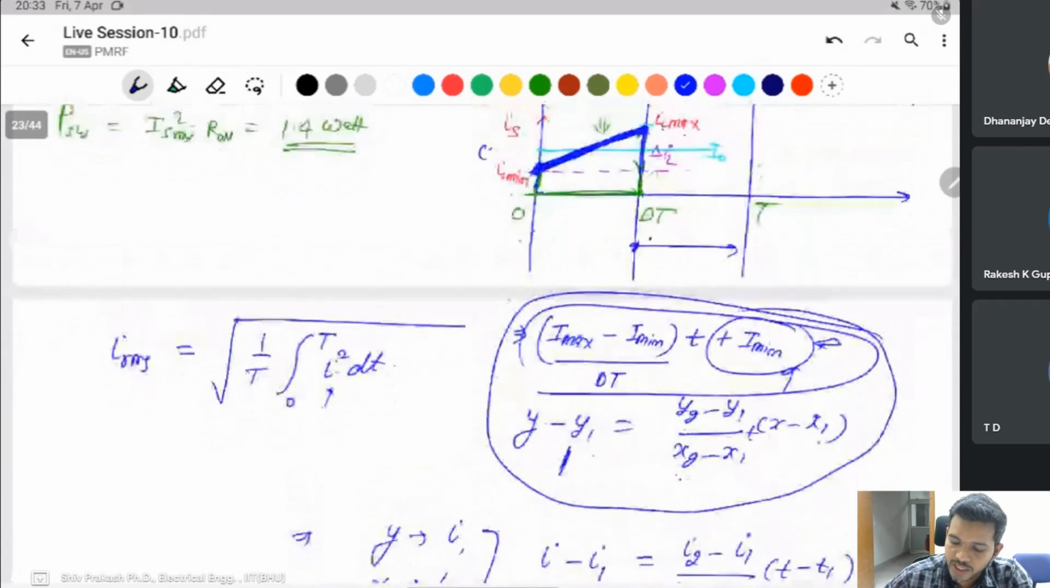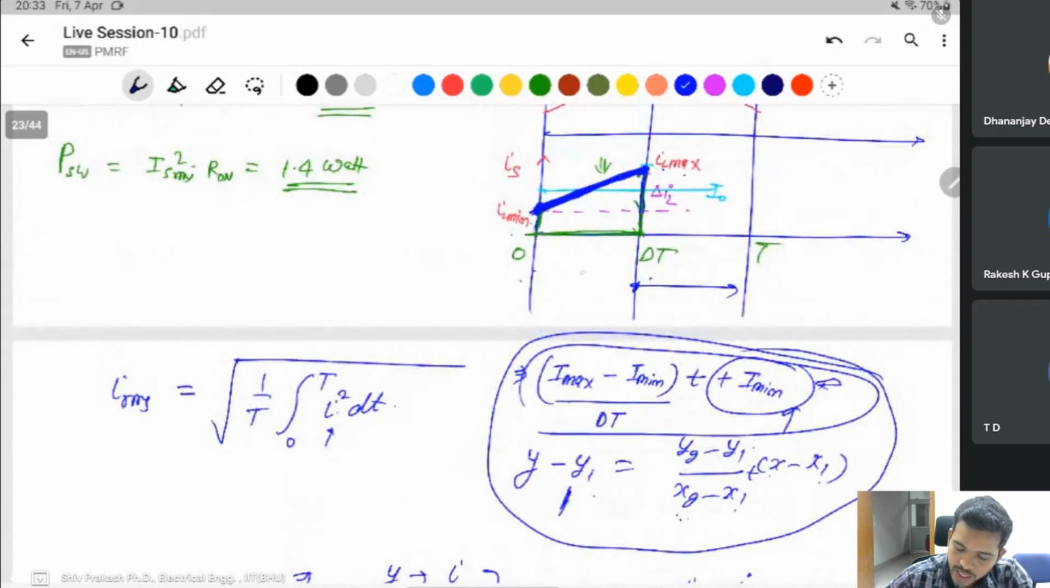Here, first denoted, this one is the x-axis, this one is the y-axis. If you denote this coordinate, then you can say T1 and I1. This one is T2 and I2. T1, I1 is this one, and T2, I2 is this one.